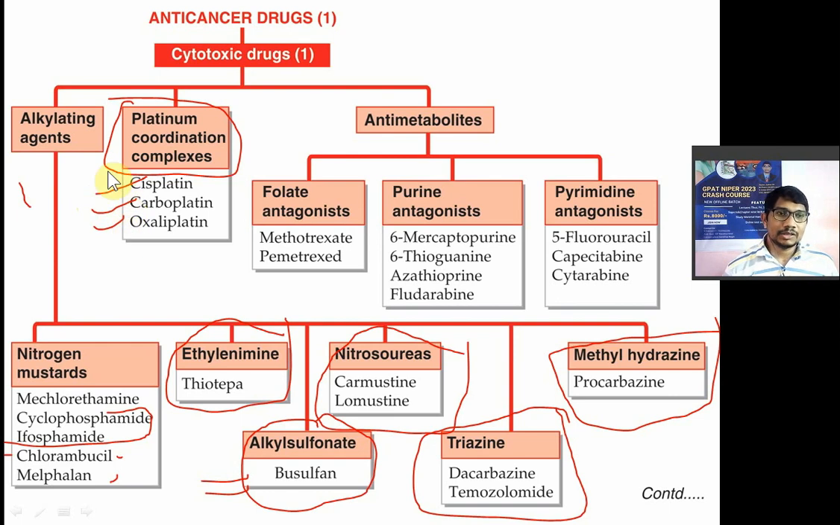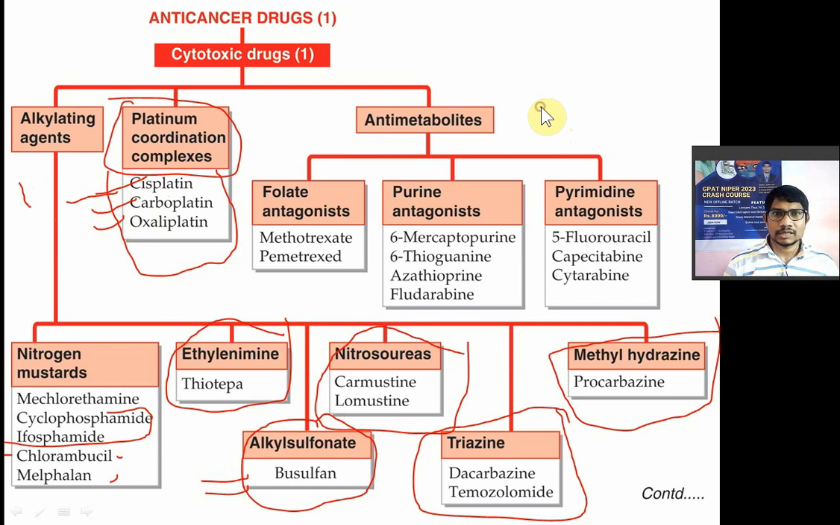Cisplatin, carboplatin, oxaliplatin. Now these drugs have one adverse effect: they have nephrotoxicity, in addition to the other adverse effects, like the common bone marrow suppression. So in addition to that, cisplatin has nephrotoxicity. Nephrotoxicity caused by cisplatin can be treated with one drug known as amifostine. So amifostine is a drug which is used in the treatment of cisplatin-caused nephrotoxicity.